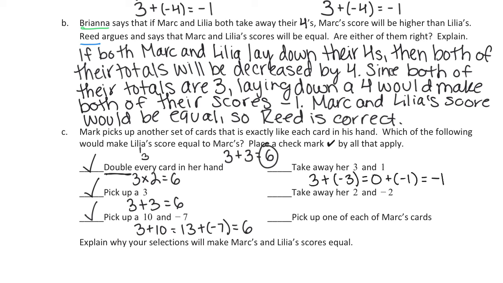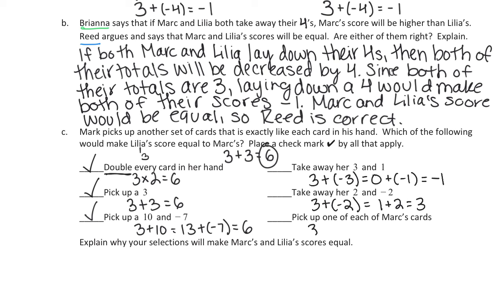All right. So now it says we take away her 2, so we have 3 plus -2 because we're taking her +2 away. And so 3 plus -2 is going to give us 1, and then because we take her -2 away, that means we're going to add a +2. So I have 1 plus 2 equals 3. Now she still has the same score that she had in the beginning, so it is not the same as Mark's.